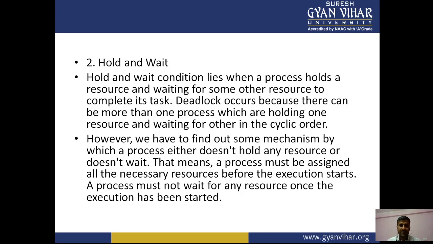Suppose we discuss that process P1 requires resource R1, but at the same time process P1 also holds R2 and R3 as well. So deadlock occurs because there can be more than one process holding one resource and waiting for another in cyclic order. However, we can find some mechanism by which a process either does not hold any resource or does not wait. That means the process must be assigned all the necessary resources before the execution starts. The process must not wait for any resource once the execution has started, right?